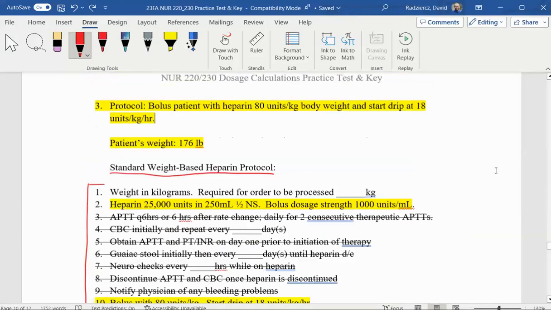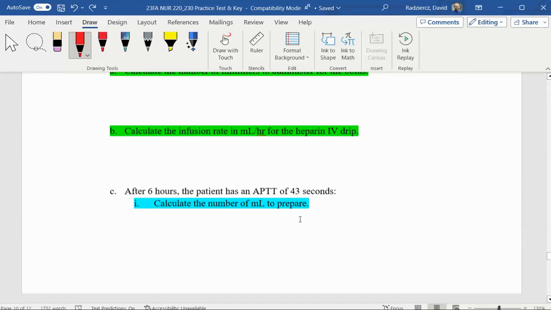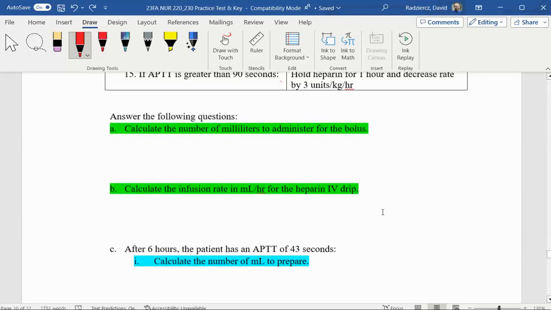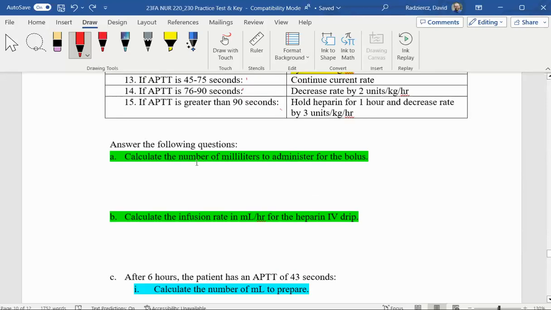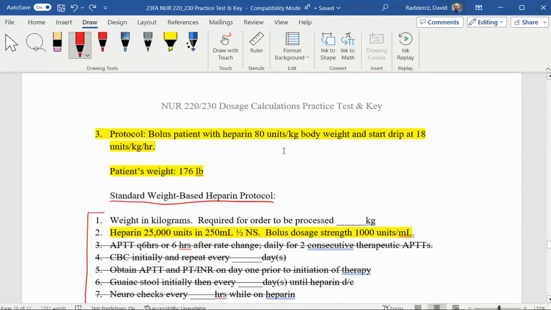All right. So with the heparin bolus question, the main focus is answering these questions listed down below. I've highlighted them in green and in blue relative to what it is that we're referencing. So the first question is, calculate the number of milliliters to administer for the bolus dose. So I have to do some work before I can get to my bolus dose. The work I have to do is, first of all, what is my bolus? My bolus is 80 units per kilogram body weight.